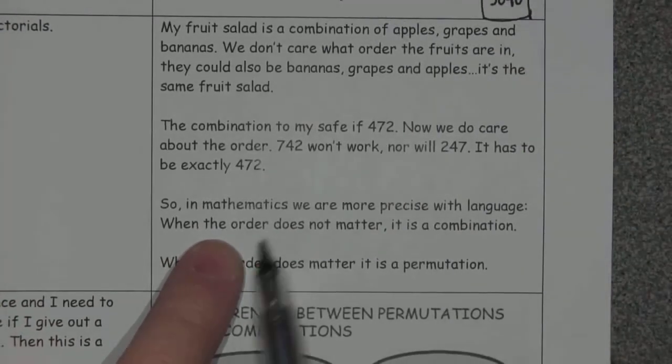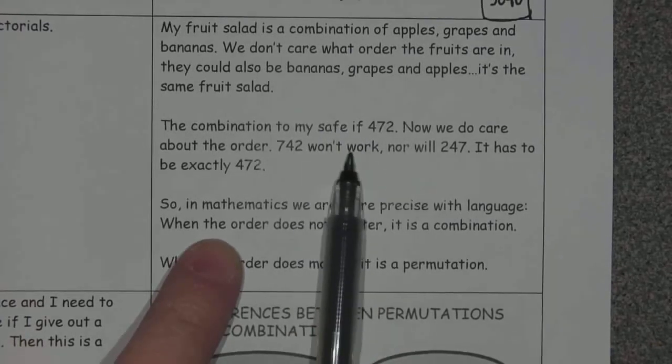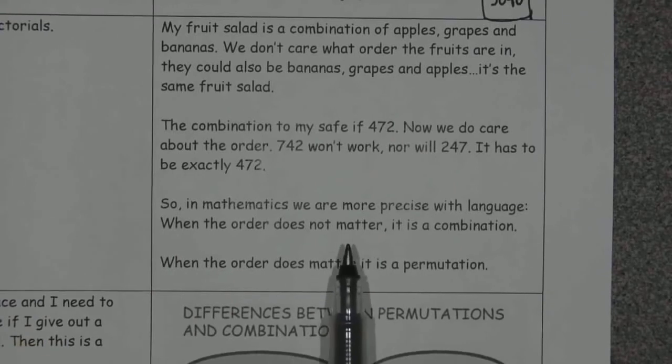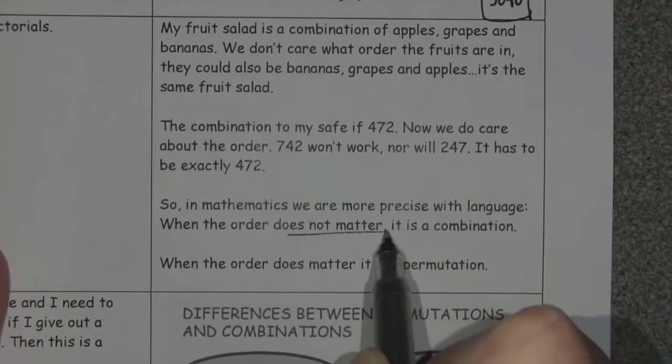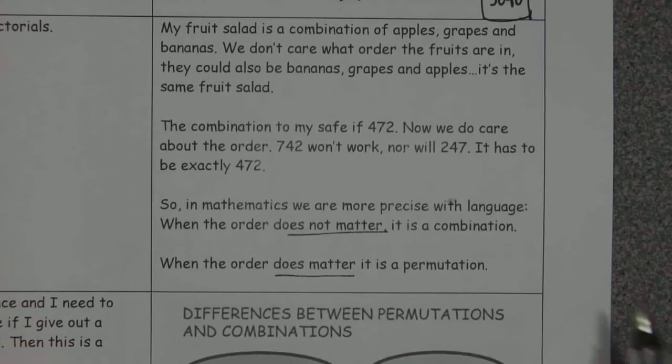So we're going to talk about the difference between when order matters and when order doesn't matter. Sometimes we call it a combination, and that's when order does not matter. Sometimes we call it a permutation. That's when order does matter. So I like to remember it this way.